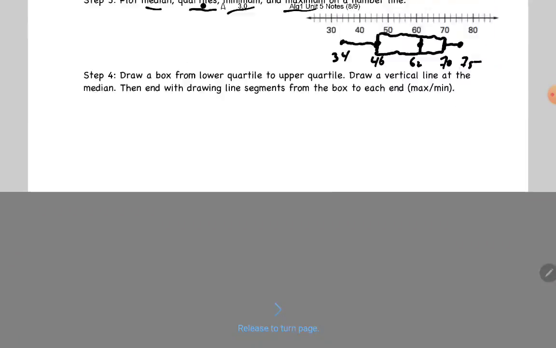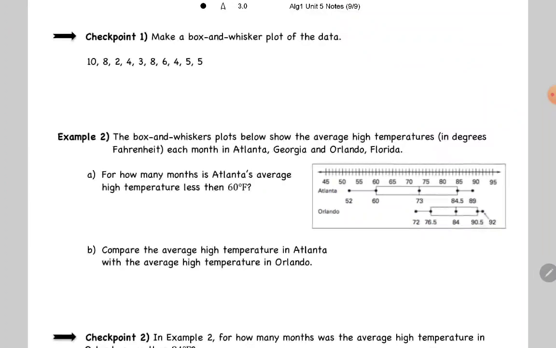Alright, let's do another one. Make a box and whisker plot of the data. So we need to rearrange these in order. So 2, 3, 4, 4, 5, 5, 6, 8, 8, and 10.